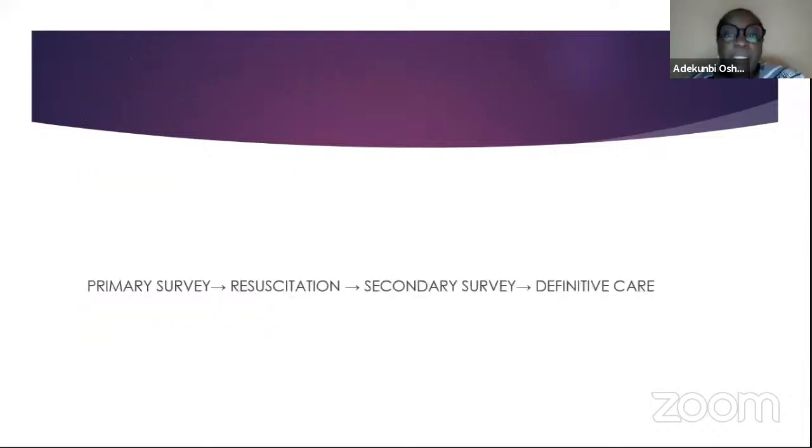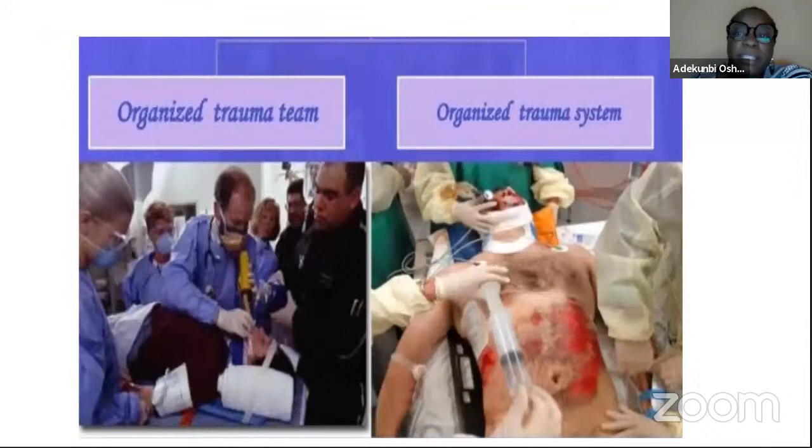Now, I'm talking about trauma life support. It's a system of ways by which these patients are resuscitated to be able to reduce mortality and morbidity in them. It involves the primary survey, resuscitation, secondary survey, and definitive care in the management of these patients.